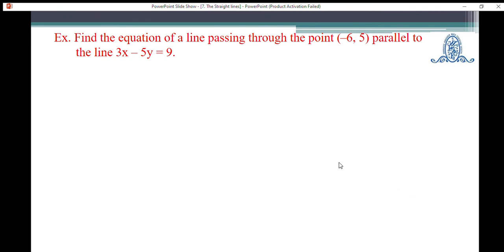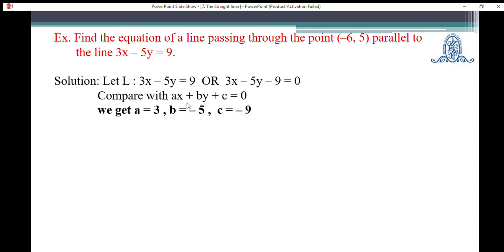Next question is, now we have to find the equation of the line which passes through the point minus 6 comma 5, and an additional condition is given that it is parallel to 3x minus 5y equal to 9. So the line is parallel to this line. Let us again do the comparison work first. 3x minus 5y minus 9 equal to 0. A is 3, B is minus 5, C is minus 9. So what is that figure? Let us draw that figure first.